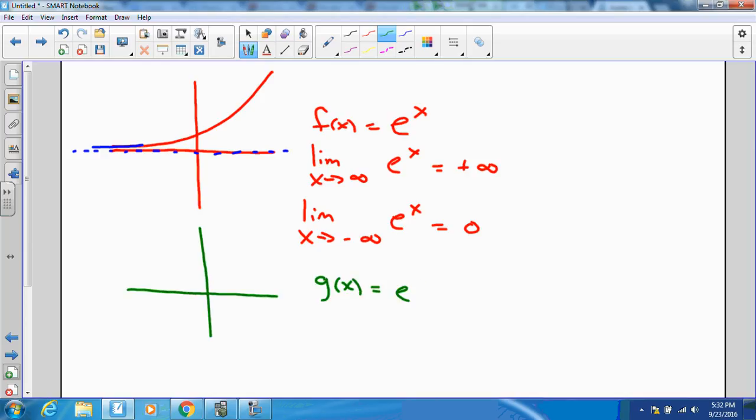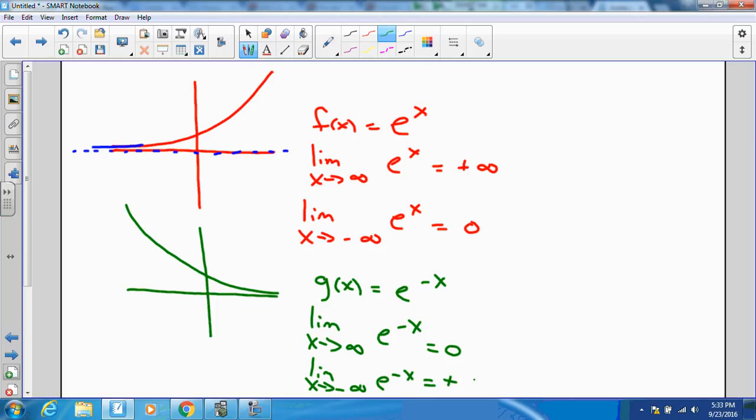The same kind of thing is true, but in reverse, for g of x equals e to the negative x. In this case, taking a look at the graph, the limit as x goes to infinity of e to the negative x will be 0. And the limit as x goes to negative infinity of e to the negative x will be positive infinity.